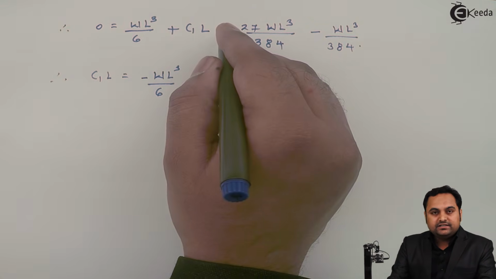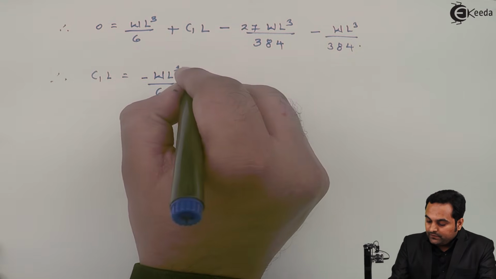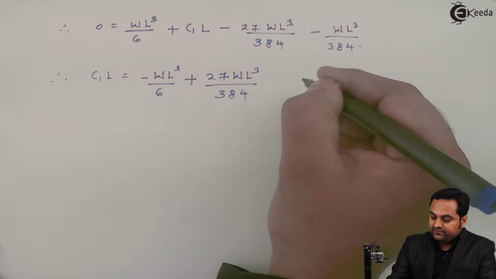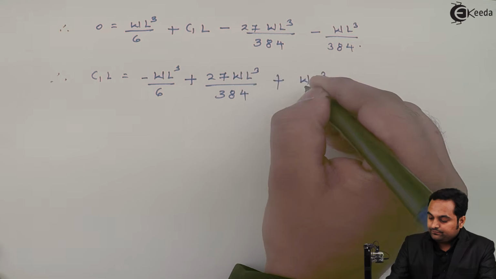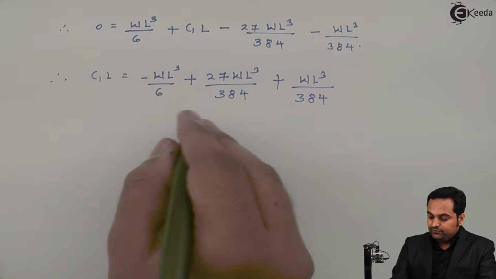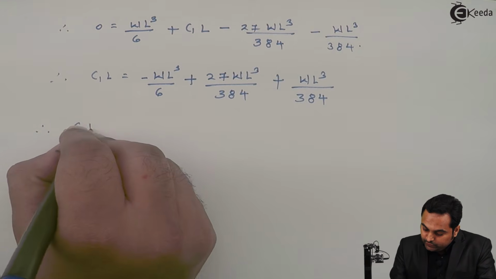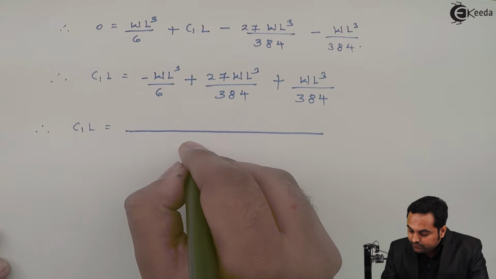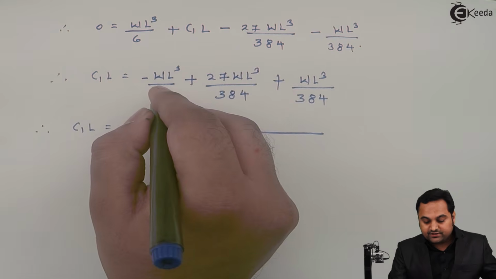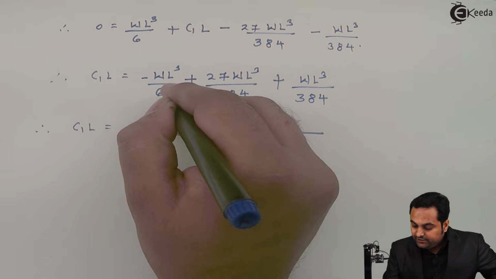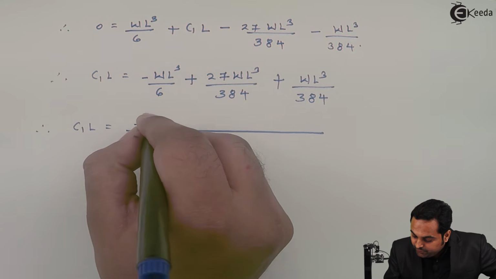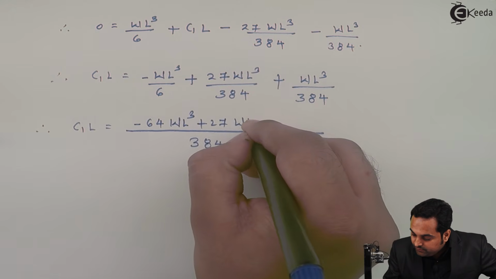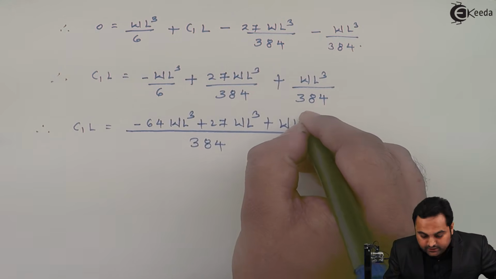27 by 384 is negative. If I send it onto the other side, it becomes positive. This term is negative, send it onto the other side, so positive. Then I have to again simplify this. So C1 into L, here taking the LCM, that would be 384, and in 6 I have to multiply it by 64 to make it 384. So 64 gets multiplied in the numerator as well. So minus 64 WL cube plus 27 WL cube plus WL cube.